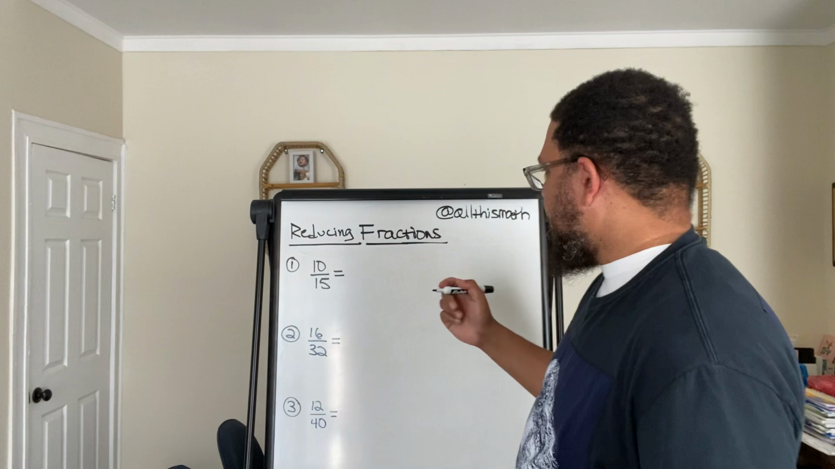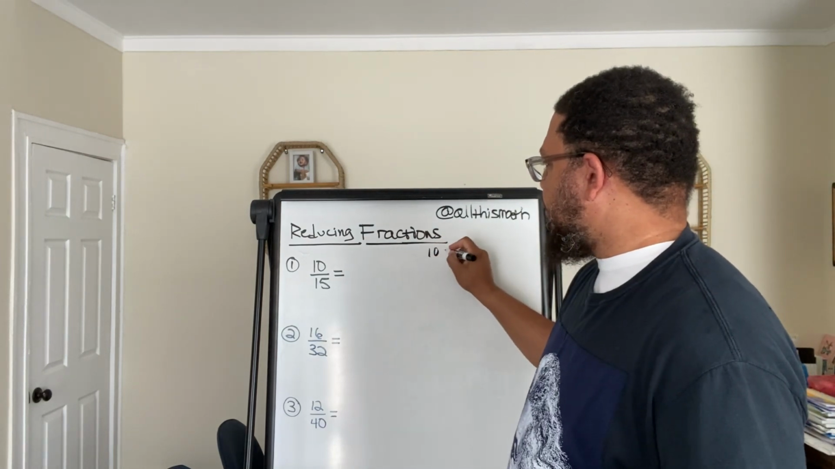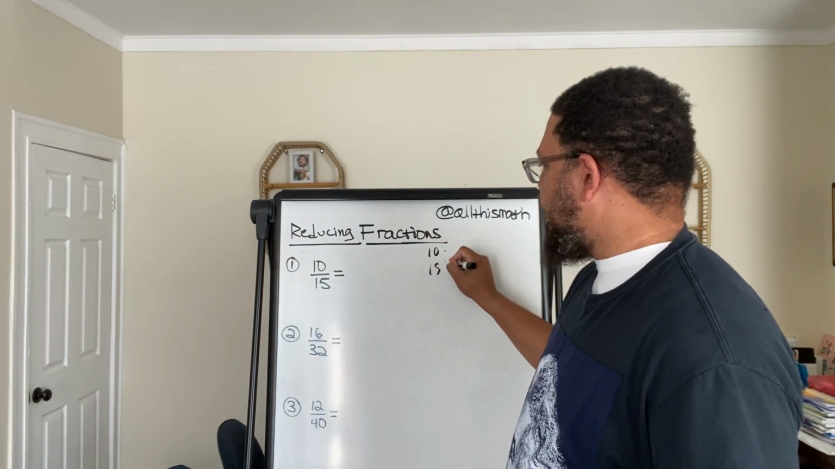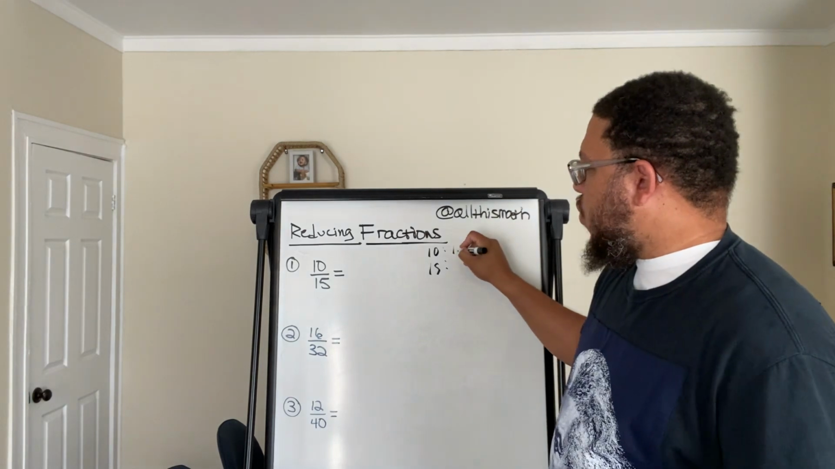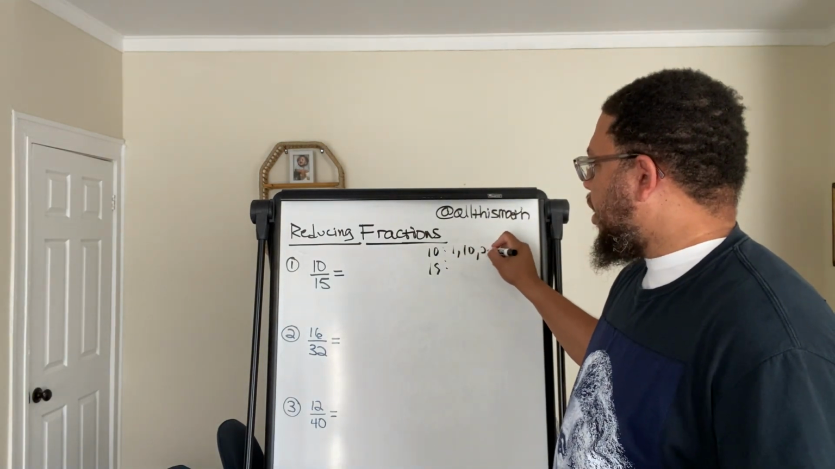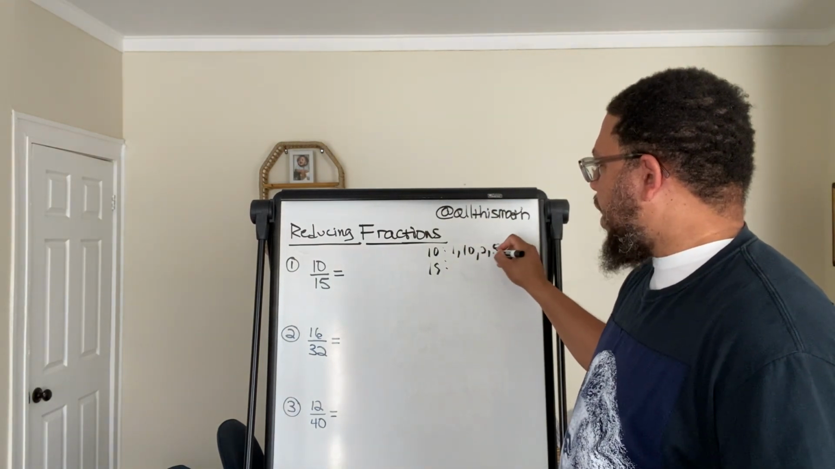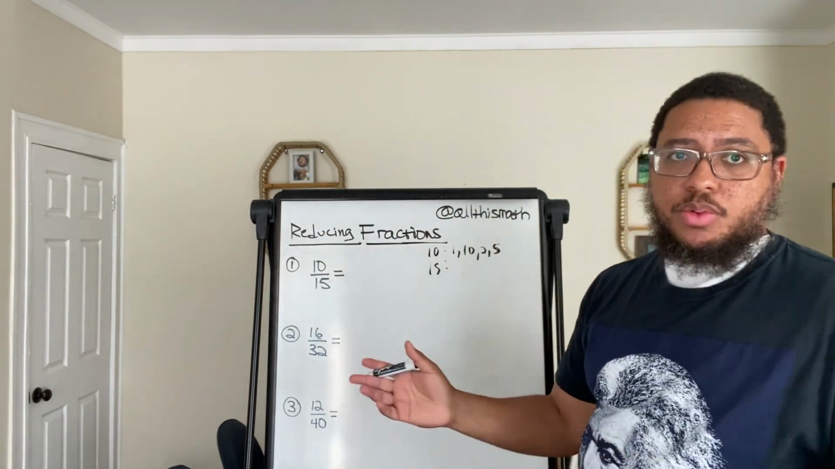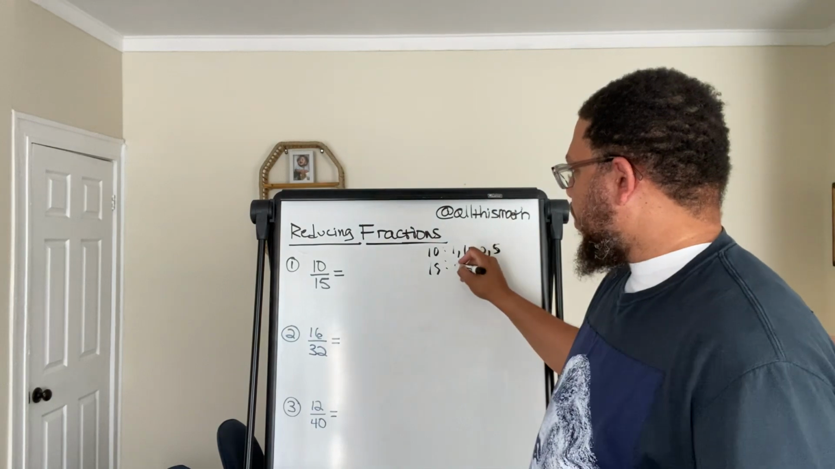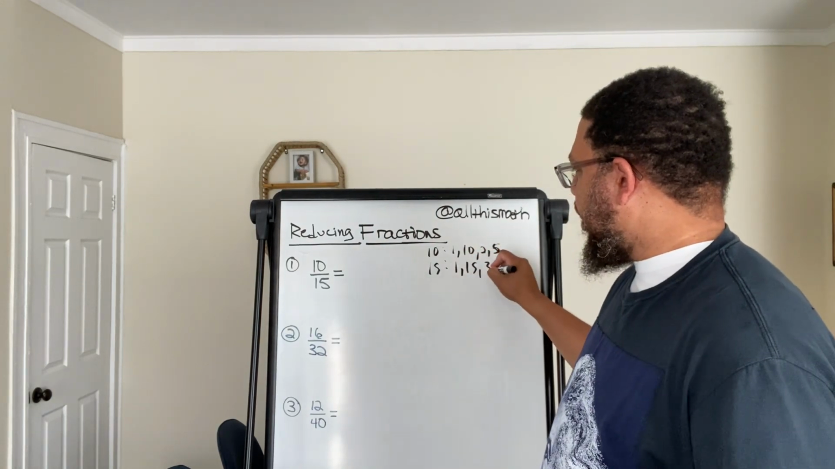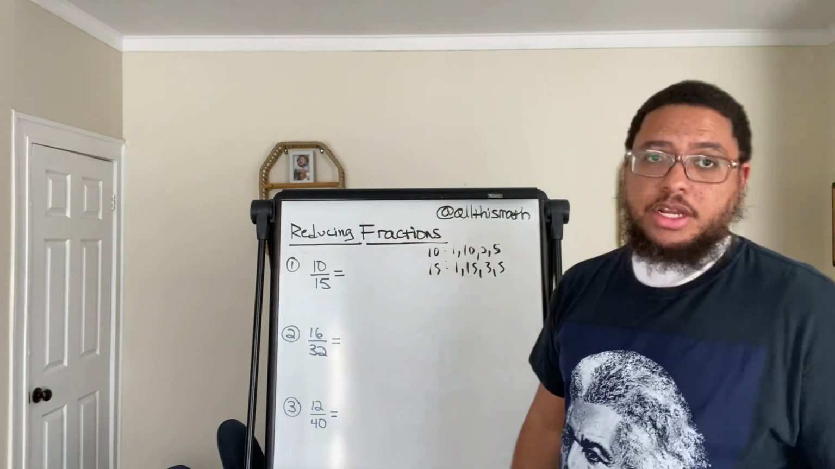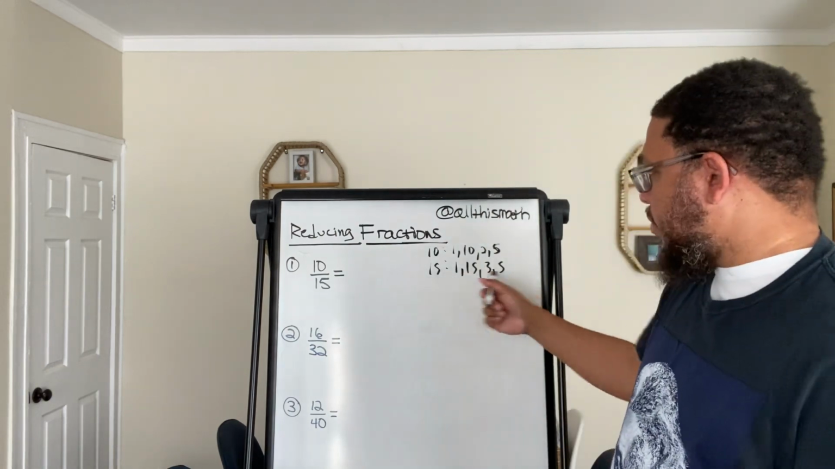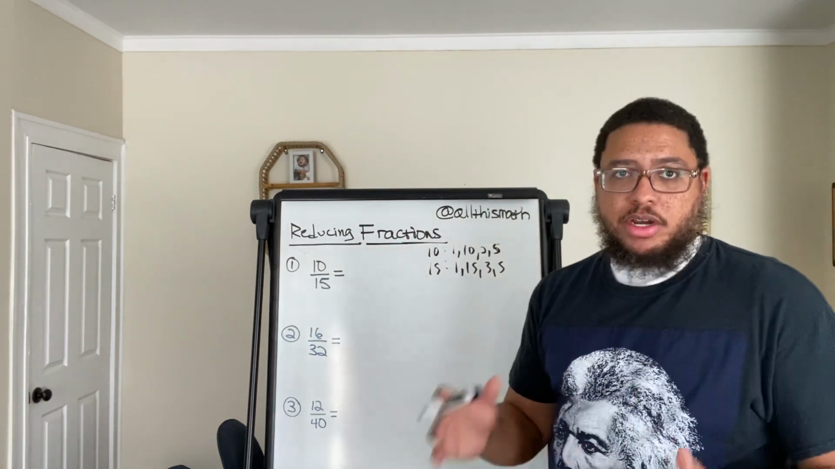All right. Let's list the factors of 10 and 15. So I got 10 and I got 15. Now the factors of 10 are 1 and 10 because 1 times 10, and 2 and 5 because 2 times 5. All right. 10 has 4 factors. That's all of them right there: 1, 10, 2, and 5. That's it. 15: 1 and 15 and 3 and 5. 15 also has 4 factors. I listed them right there. That's the F part of GCF.